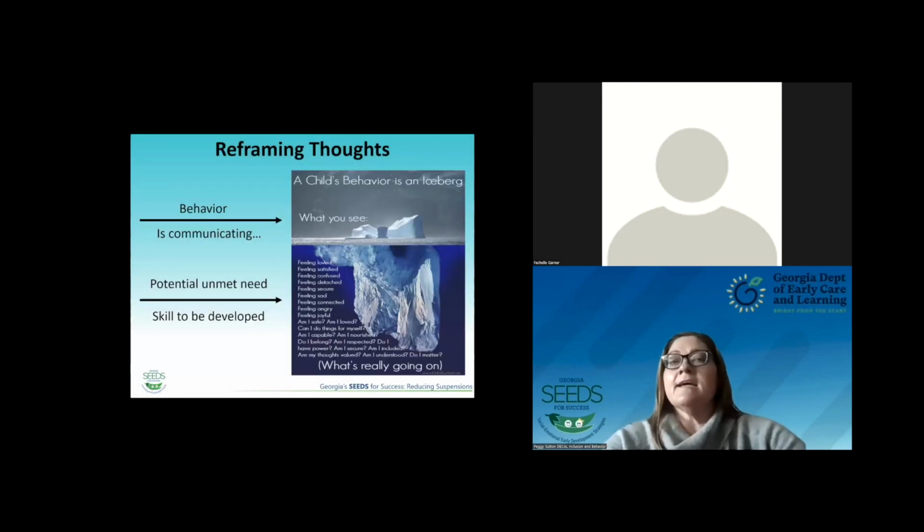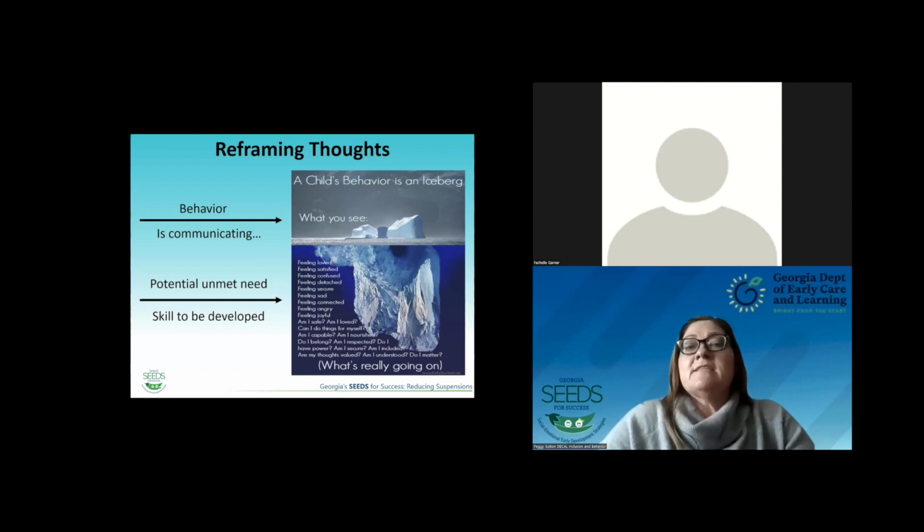So now we're going to take a look at the iceberg. I'm sure plenty of you, and most of you, have probably seen this, but we're going to look at it a little bit here today. When we're thinking about preventing those exclusionary practices, it's important for us to recognize that behavior is a form of communication, and there is a need for us to reframe our thoughts about that behavior. Everything that you do, everything that I do, and everything that your learners do happens for a reason. It has been said that instead of asking, what is wrong with this child, we should be asking, what happened to this child?